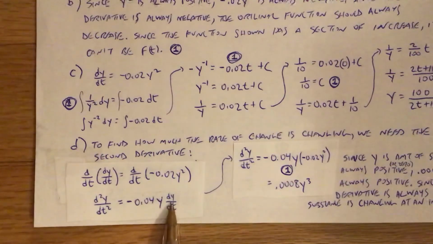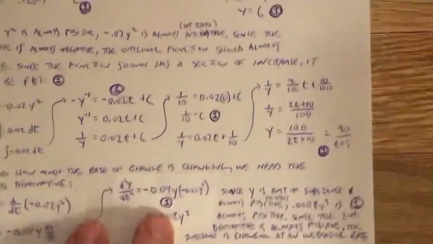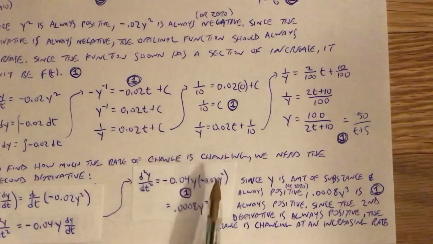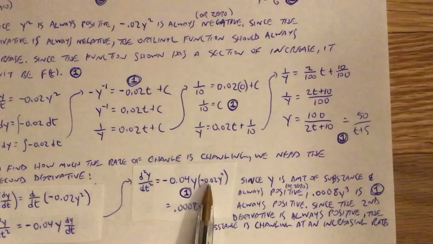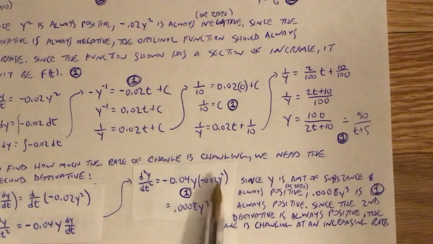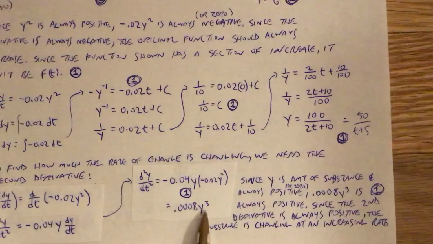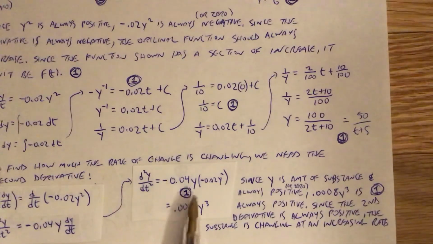Now I know what the first derivative is. It's this original expression in here. So I'm going to replace the dy dt with what the original value of it was, which was negative 0.02 y squared. So now the second derivative, with that first derivative plugged in, simplifies down to positive 0.0008 times y cubed. So you get a point for calculating the second derivative.